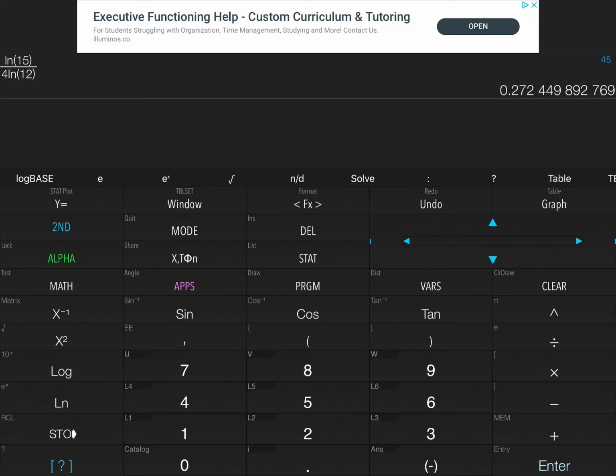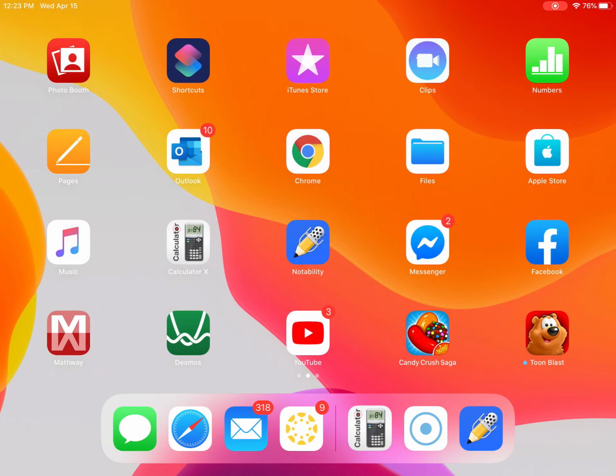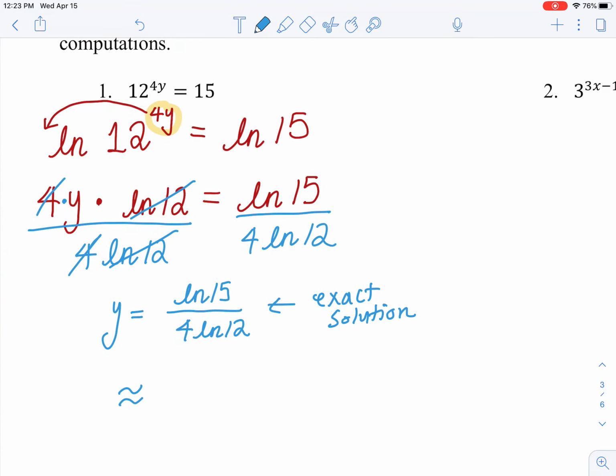I want to show you something else, though. Remember I said you can choose to take natural log if you want. I like natural log just because, but you can also take a log of both sides. So let me try that too. If I do log of 15 divided by 4 times log of 12, guess what we get? We get the exact same answer. So if you like log, or if you like natural log, just use the one that you like. For me, both are correct. The decimal approximation is 0.2724.